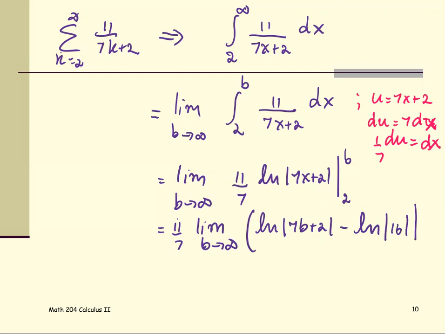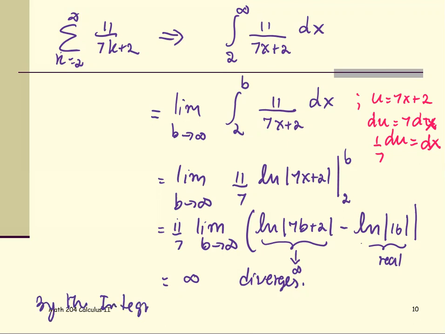Take the limit. The natural log of 16 is a real number. The natural log of 7b+2 as b approaches infinity goes to infinity as well. Therefore, this improper integral approaches infinity, which we say this improper integral diverges. By the integral test, this series also diverges.